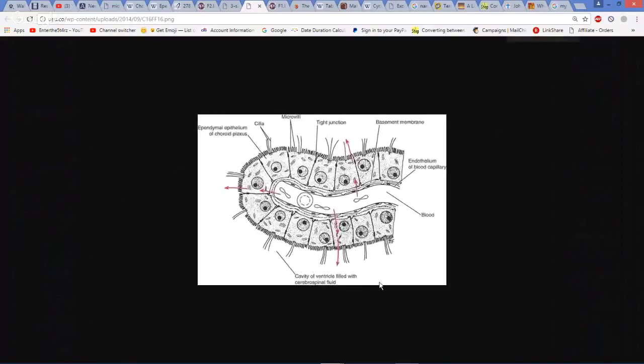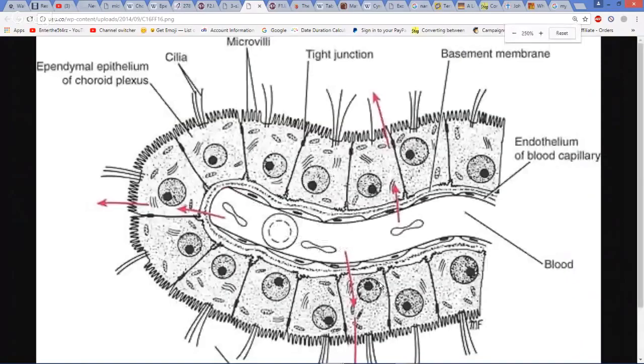Here's the cilia and microvilli. These are the thorns. This is the crown of thorns, pineal gland. So now we're starting to develop a more complete picture.